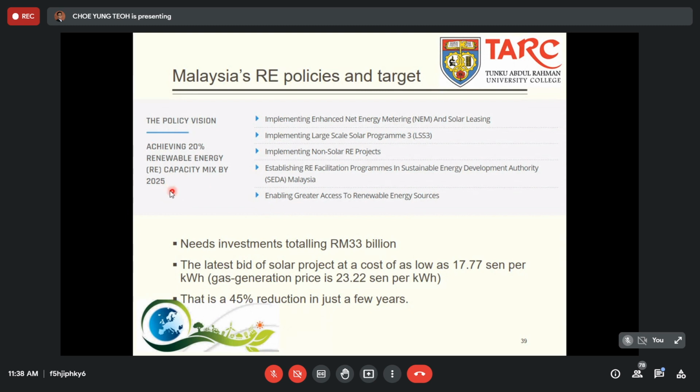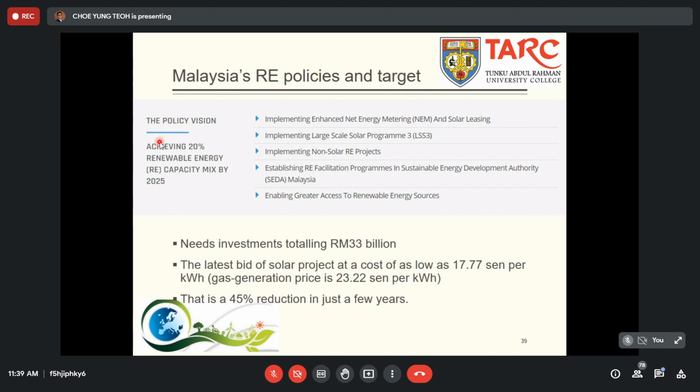We were not able to achieve the target in year 2020. Even our vision to become a developed, high income nation in 2020, we were also not able to achieve it. Same thing for this, 20% renewable energy also not achieved. So we extend for another 5 years. Hopefully we can achieve it together.